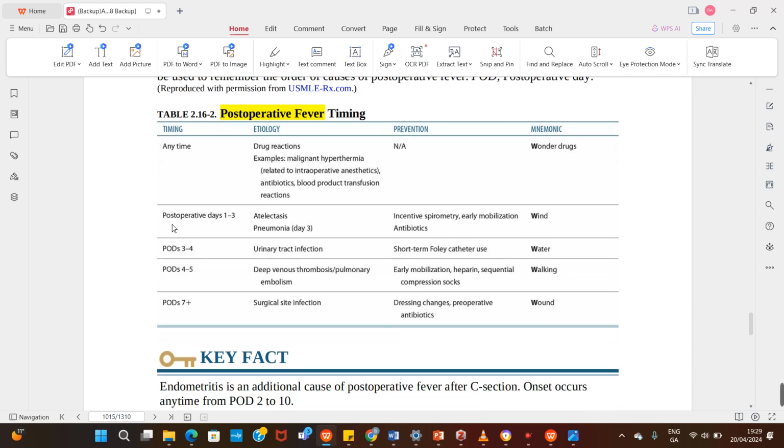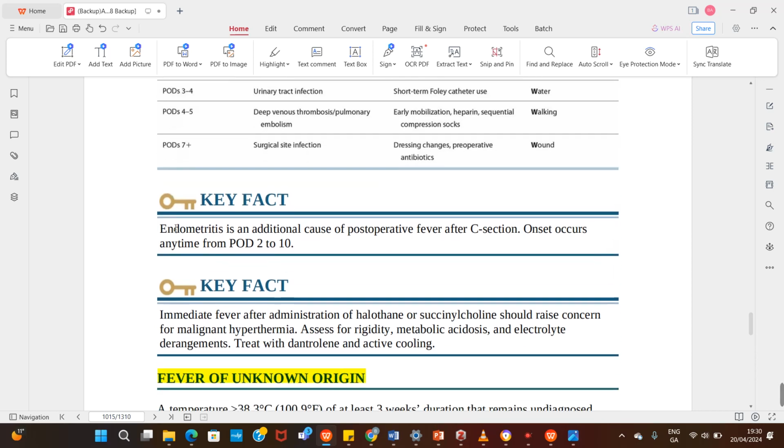Then the last is the site of operation. That's 7 days beyond, a week afterwards. Postoperative fever a week afterwards, think about surgical site infection. So that's why you want to encourage frequent dressing so that you can promote fast healing and reduce chance of infection. And of course, pre-operative antibiotics to kill off any microbes that can contaminate that site.